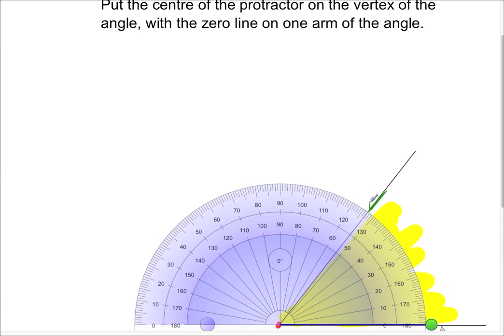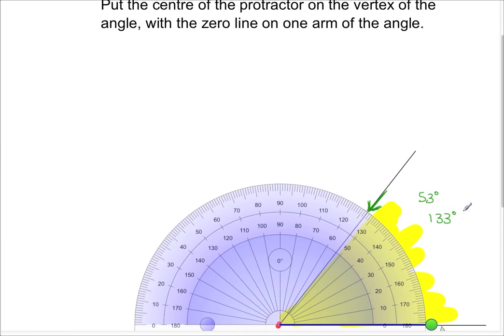And that's the line we're looking at. Now, how do I know which line to read? There's two sets of numbers here. There's a 50 here, and it looks like we've gone 1, 2, 3 spaces past the 50. But there's also a 130. So this angle is either 53 or 133.